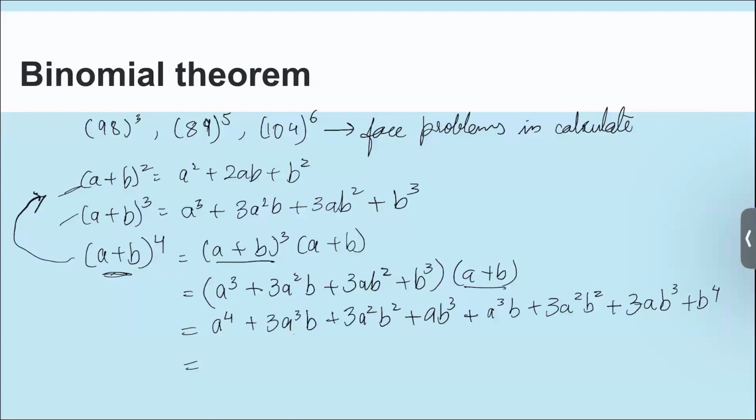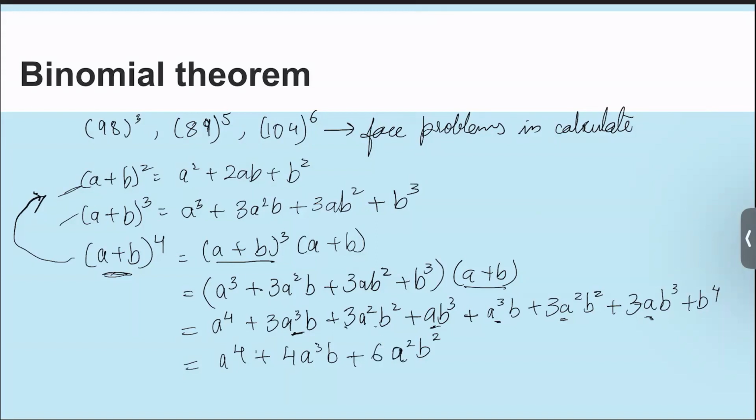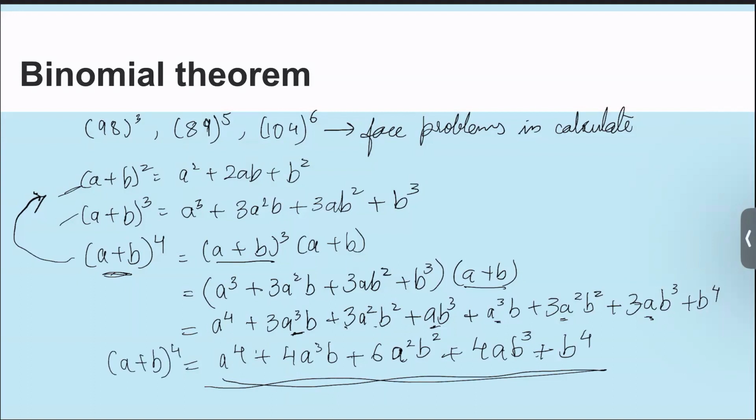Now if you take all the common terms and add them up, you have 1 a cube b, and there is one more here. So a raised to 4 plus 4a cube b, and then you have a squared b squared and a squared b squared here, so again you have, sorry, this is actually 6a squared b squared. And then you have 1 ab cube and another ab cube here, so 4ab cube, and then you have b raised to 4. So you can get it in the identity form, and you can see that you can expand up to 4 still easily.